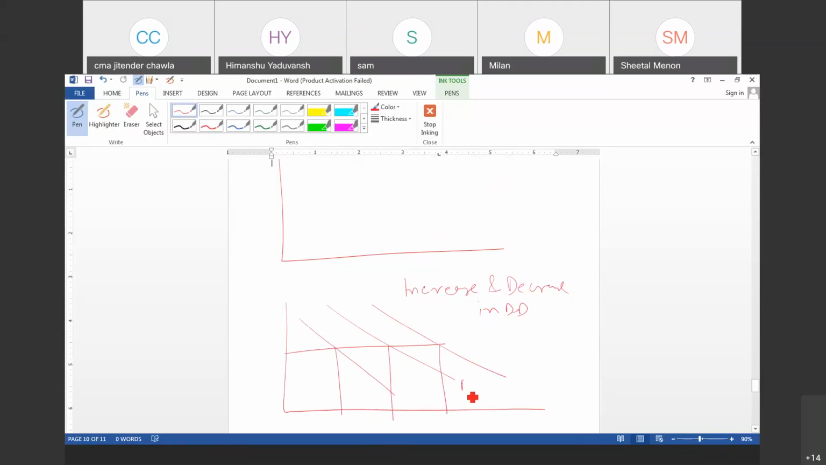This is my original demand curve. This is D1. This is D2. I am taking movement from this to this, when price remains the same, P0, right? Now, first we talk about increase and decrease. What are the factors which cause increase and decrease?